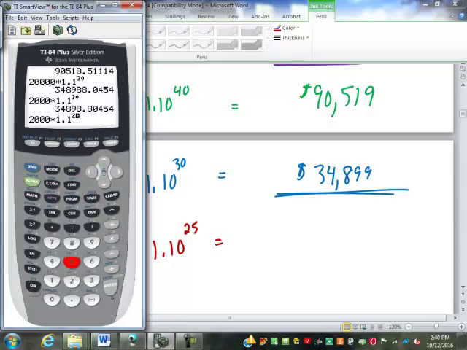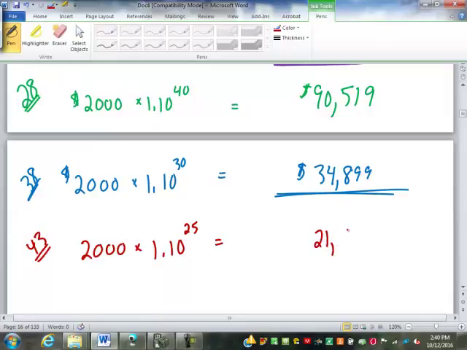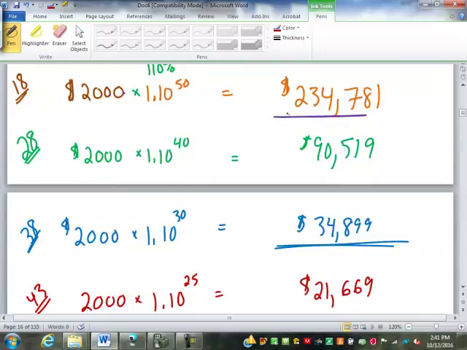Okay, there we got it. This comes out to be only $21,669. So you compare that to where we started. You're less than 1/10. You're about 1/11th of the money you would have had if you'd have put it away at 18.